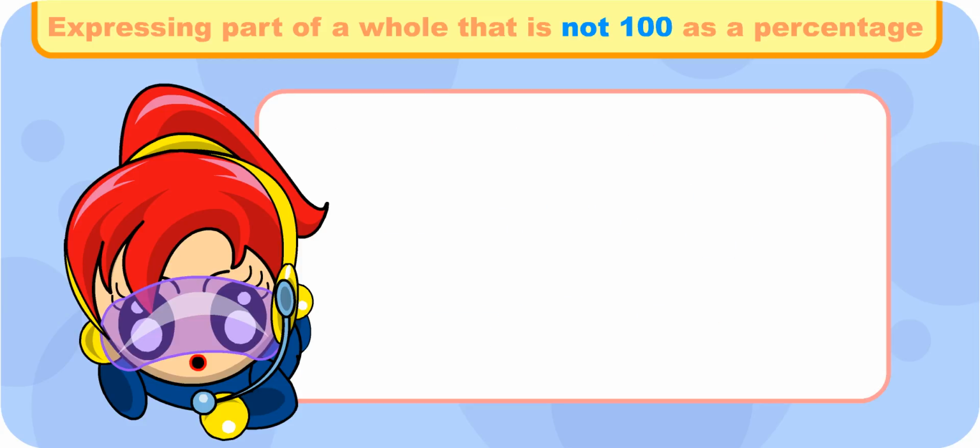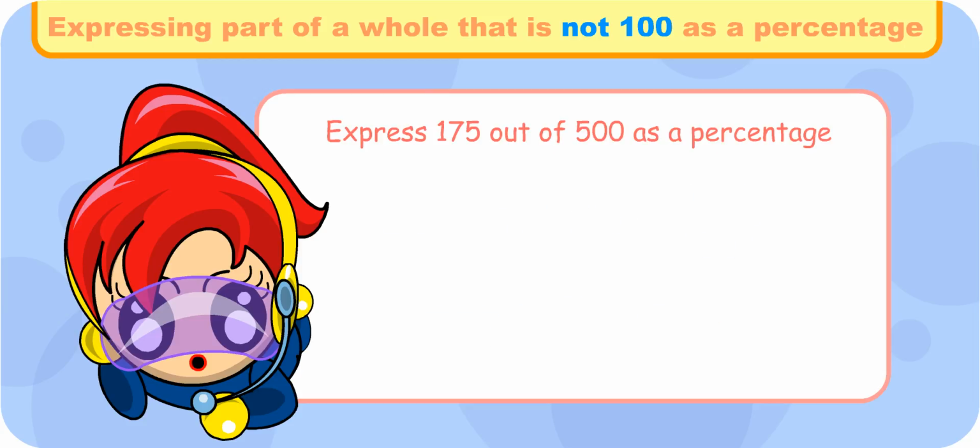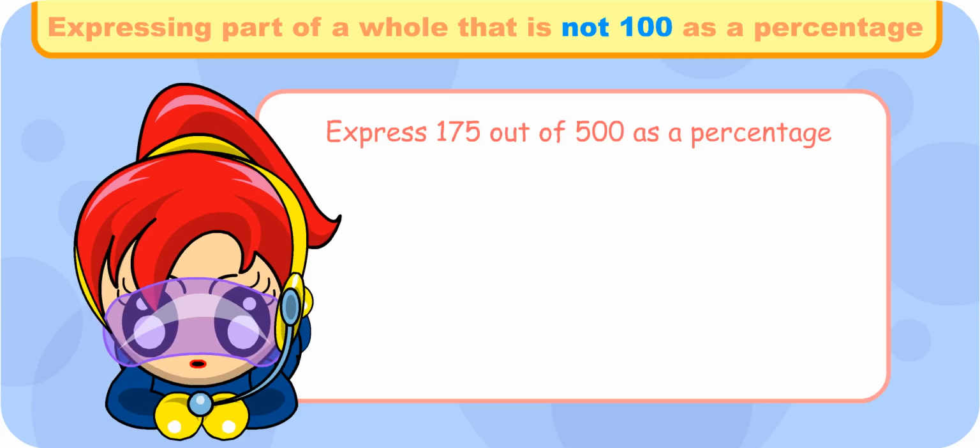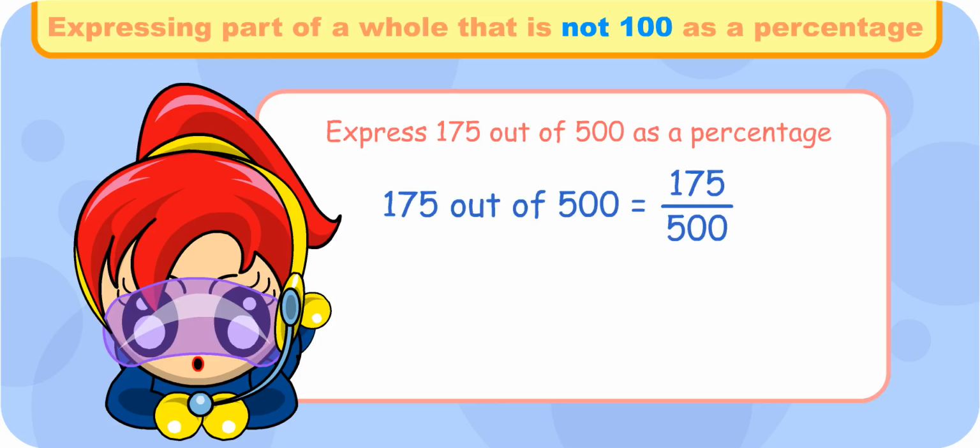Turbo Girl, try this. Express 175 out of 500 as a percentage. First, I make the expression a fraction. So, 175 out of 500 equals to 175 over 500. We can then reduce it to the base of 100. 175 over 500 equals to 35 over 100. Therefore, 175 out of 500 is 35%.